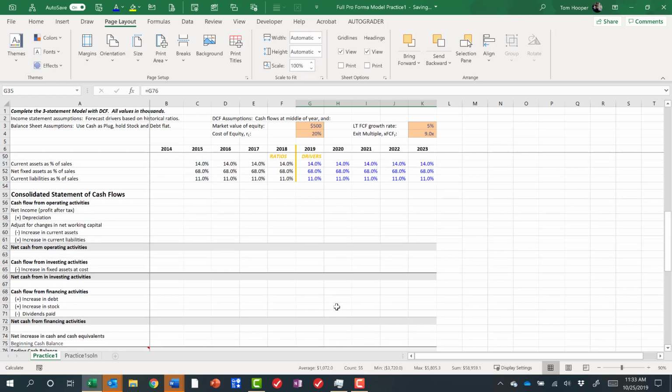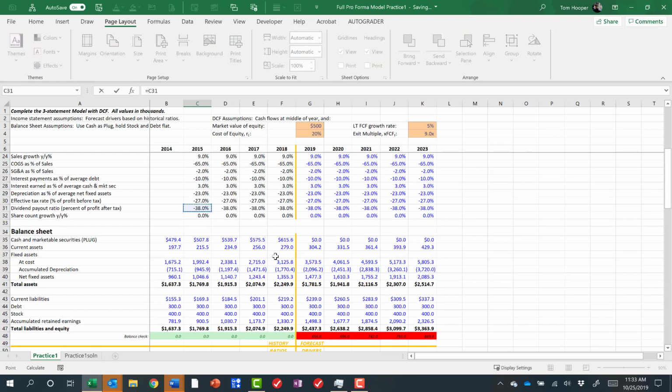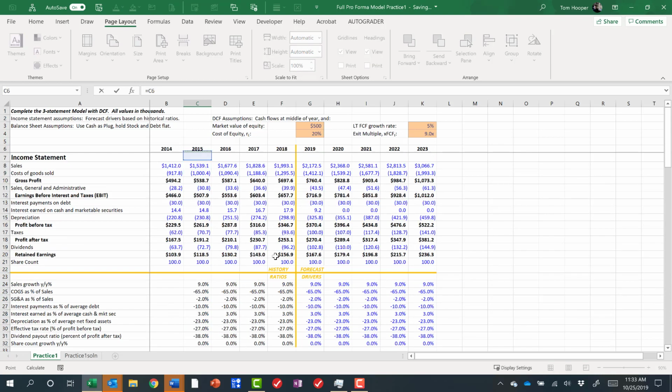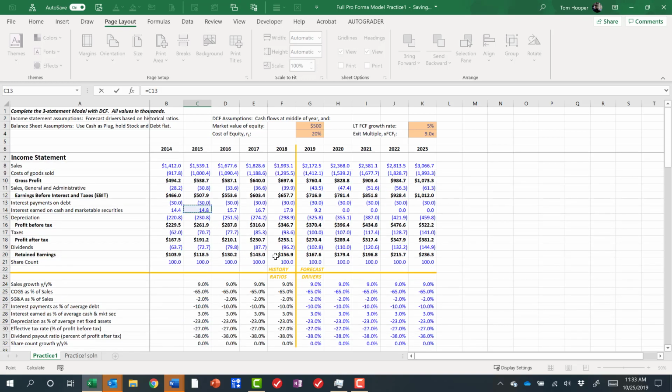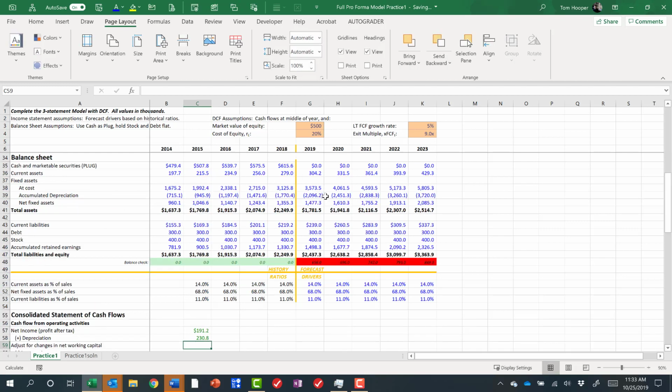Let's see. We know that we begin with the profit after tax from the income statement. We want to add back depreciation. This is something that made profit after tax look smaller than it really would be on a cash basis. And since depreciation has a negative sign here, we'll reverse the sign with a negative sign there.